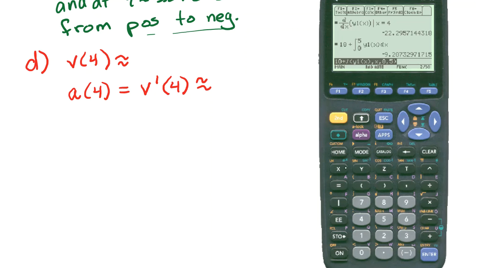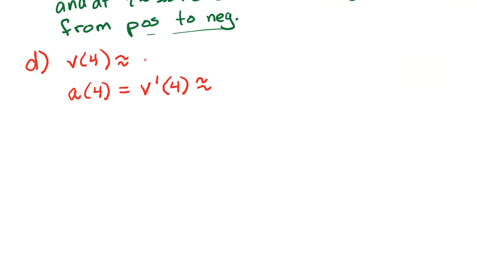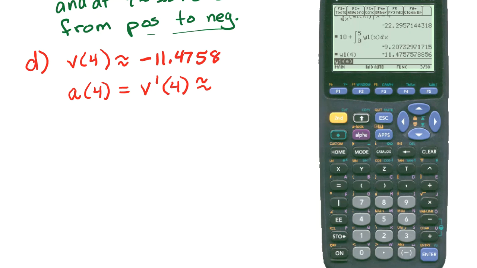So in the home screen, if I want to find v of 4, that is just my y1 of 4. And I will do green diamond, enter. So I have a negative 11.4758, close enough.